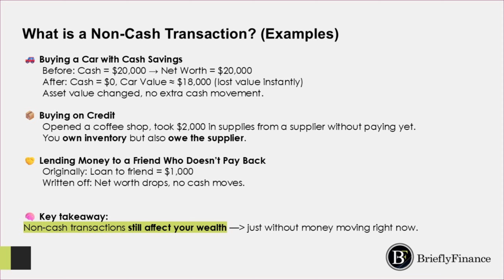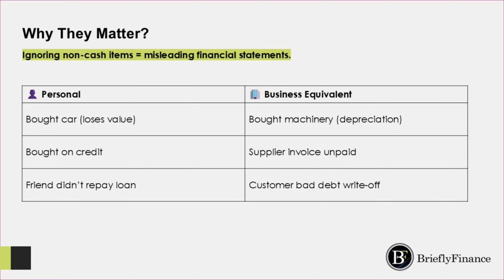Ideally, non-cash transactions always influence the wealth of the business or even the person. Here is just to give contrast. So let's say if you bought a car, the car price will go down. If you bought machinery, it will also go down. When you bought on credit, also you can buy from suppliers. If your friend doesn't pay, a customer also may not pay if there is debt on them. I think you get the picture, right? These types of transactions actually influence the performance and the worth of the business.